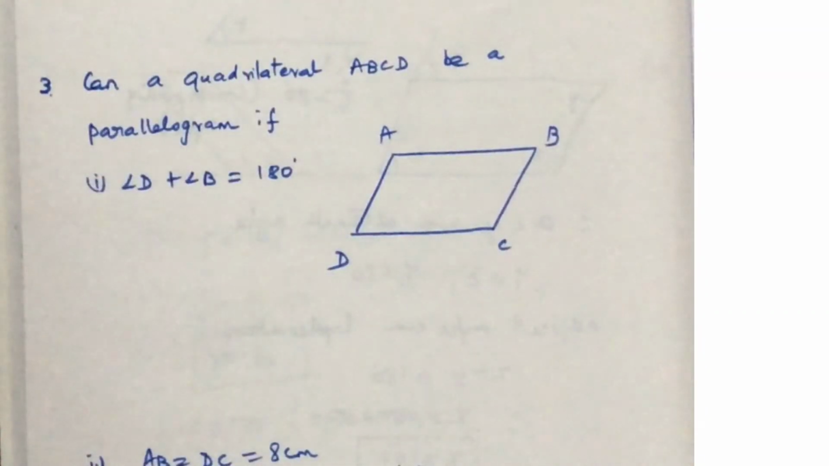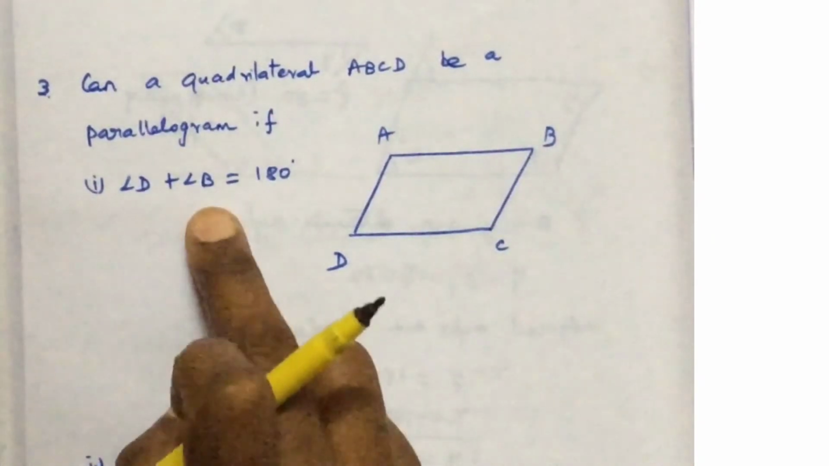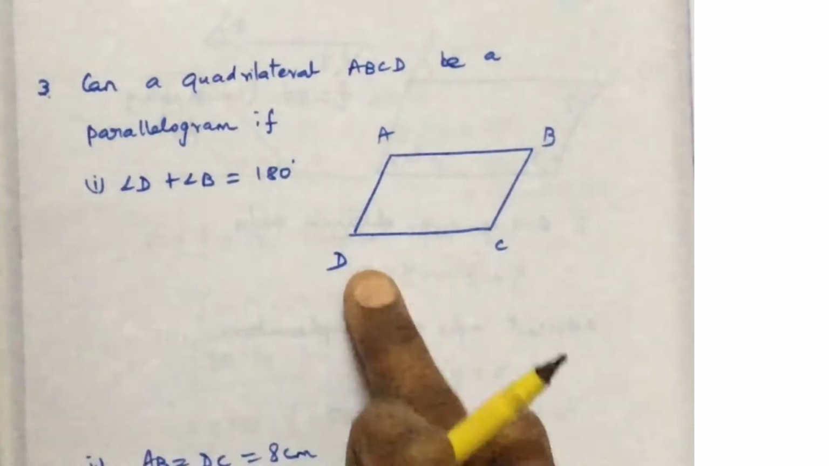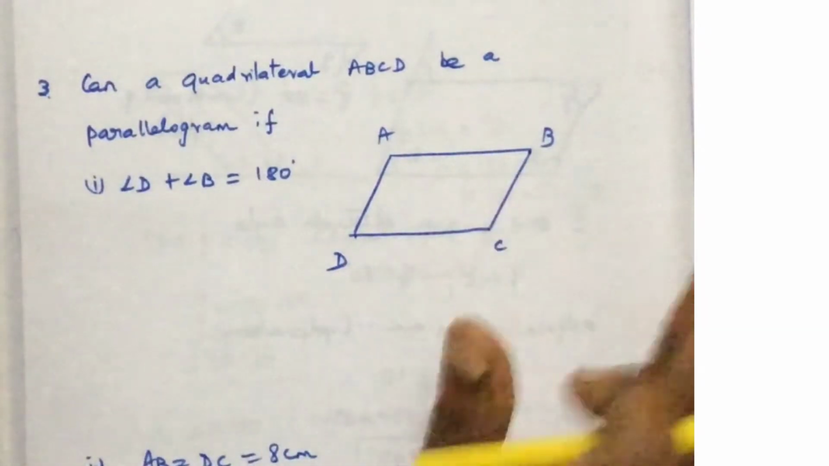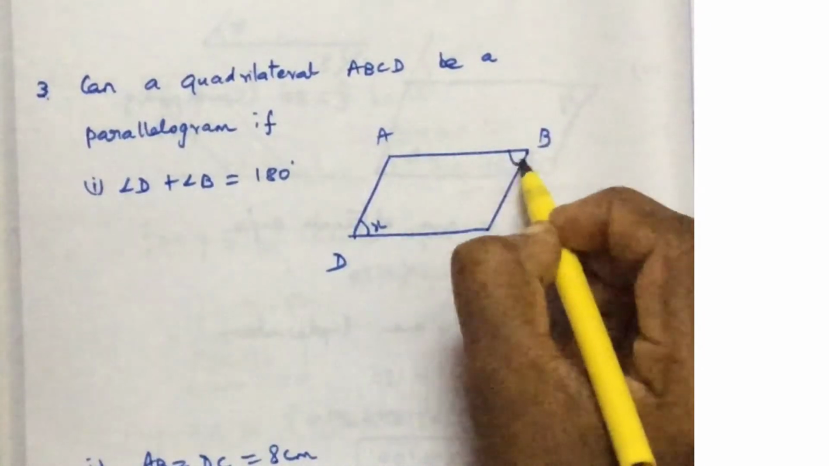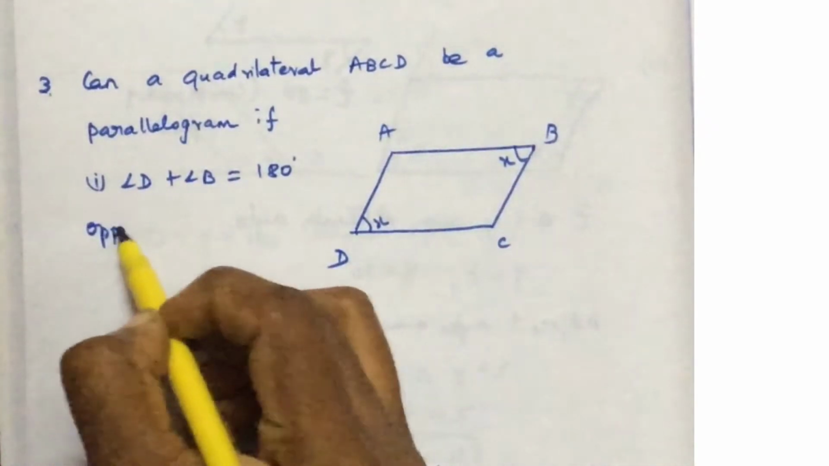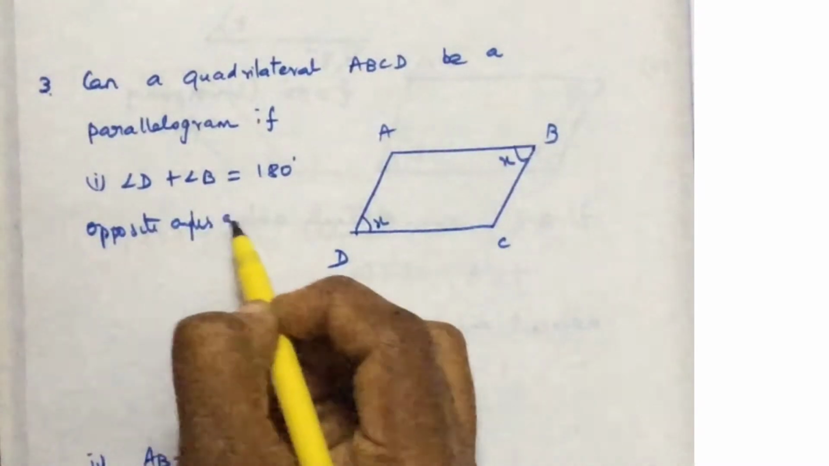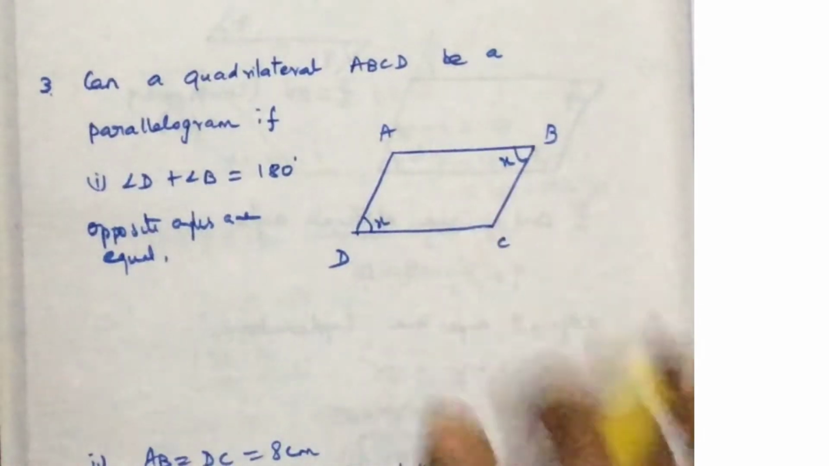The problem is, can a quadrilateral ABCD be a parallelogram? First they have mentioned ABCD is a quadrilateral. Okay, so is it possible for it to behave as a parallelogram or not? They have given some clues. Angle D plus angle B is 180 degrees. What is angle D? This is angle D and this is angle B. So they are opposite angles, so they both should be equal. If this is x, this should also be x. So let me take opposite angles are equal.